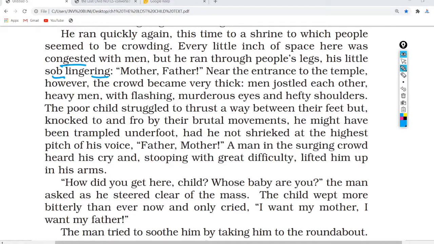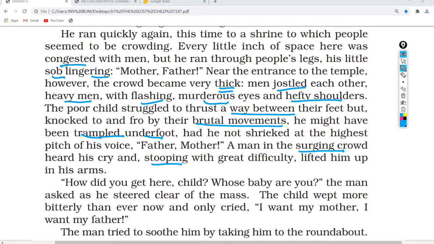However, the crowd became very thick. Men jostled each other, heavy men, flashing murderous eyes and hefty shoulders. The poor child struggled to thrust a way between their feet, but was knocked to and fro by their brutal movement. He might have been trampled underfoot had he not shrieked at the highest pitch of his voice. Father, mother! A man in the surging crowd heard his cry, and stooping with great difficulty lifted him in his arms.